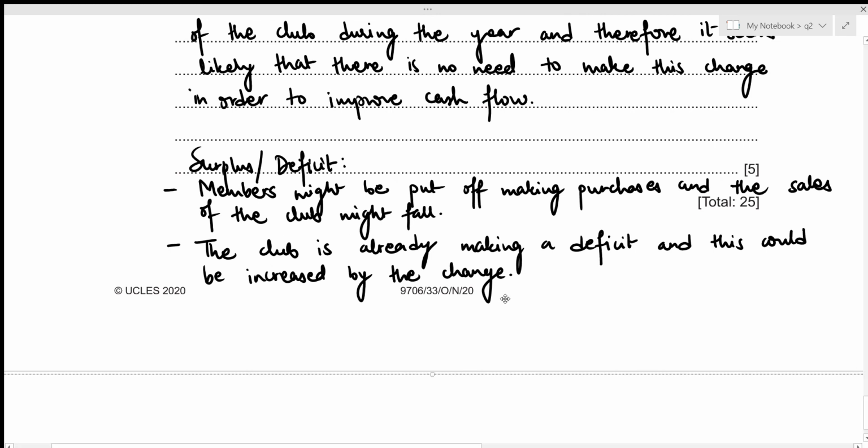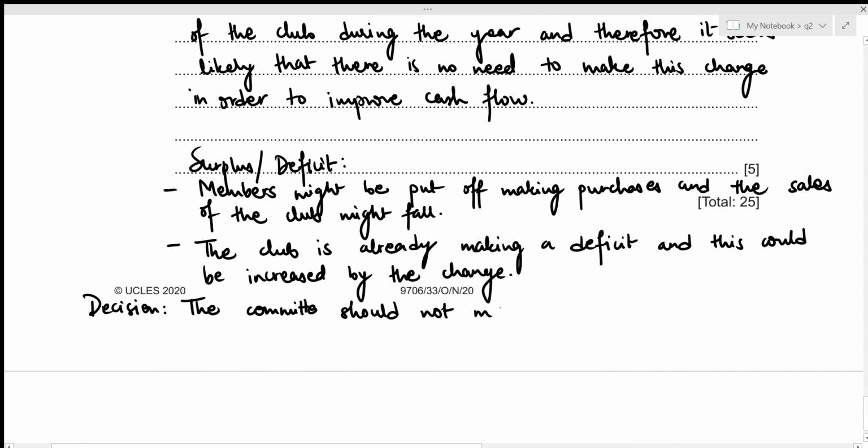So our decision is that the committee should not make future sales only on a cash basis. Alright, so this concludes the fourth part of this question as well as this entire question.